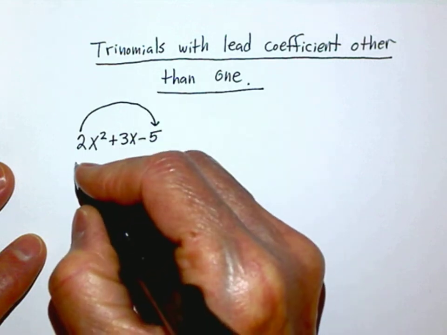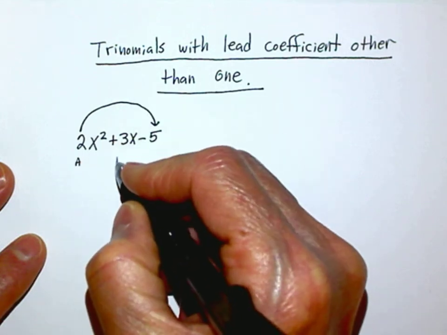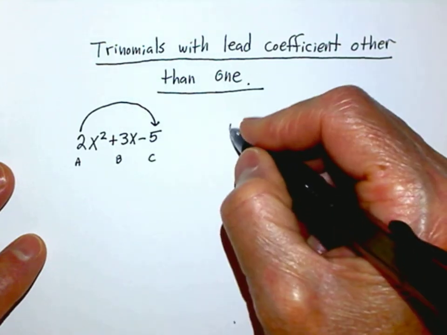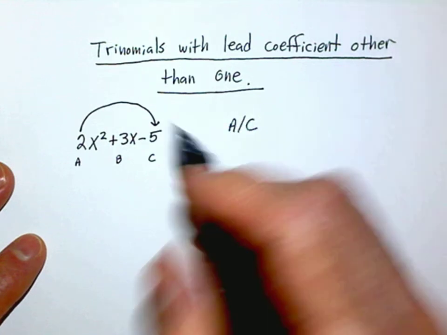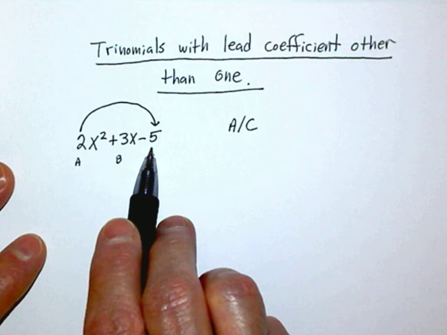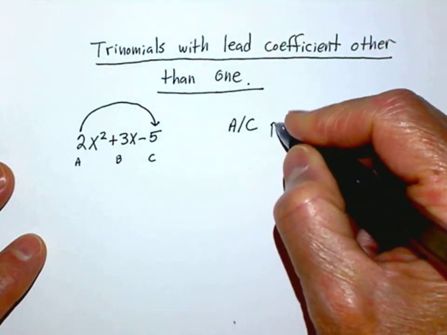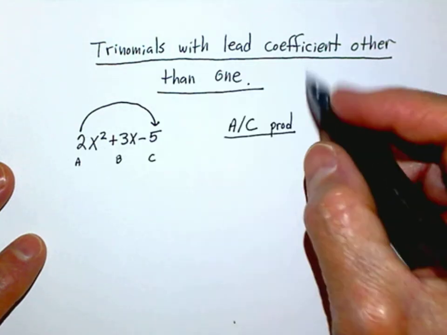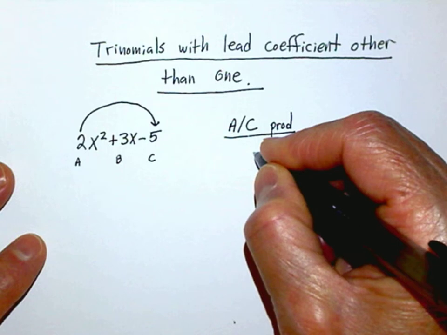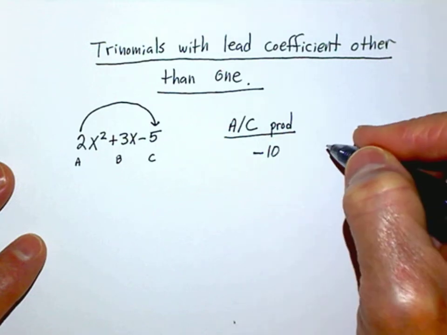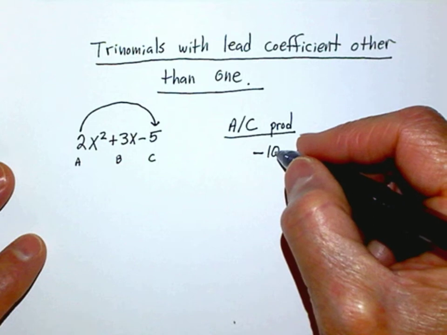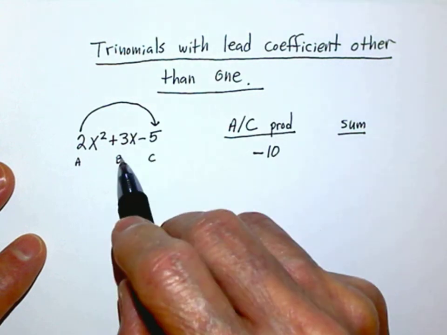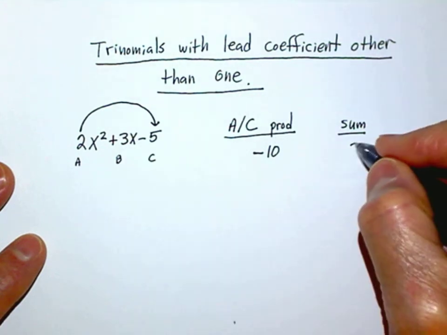Since this lead coefficient is called A, this middle term is called B, and this is called C. This is sometimes called the AC method because we multiply A times C to give us our product. So A times C gives me 2 times negative 5 gives me a negative 10. So this is the product we're looking for. We're looking for a sum of the middle number, which is 3.